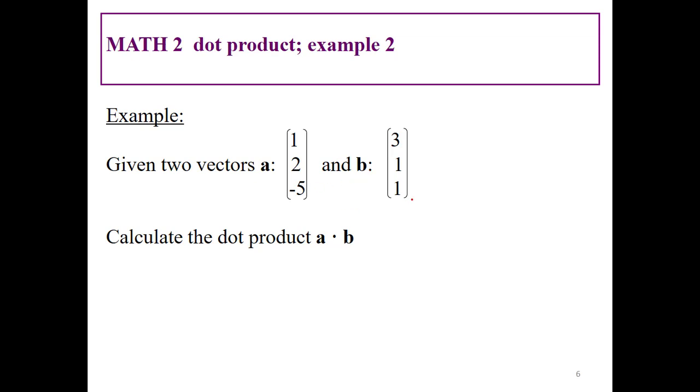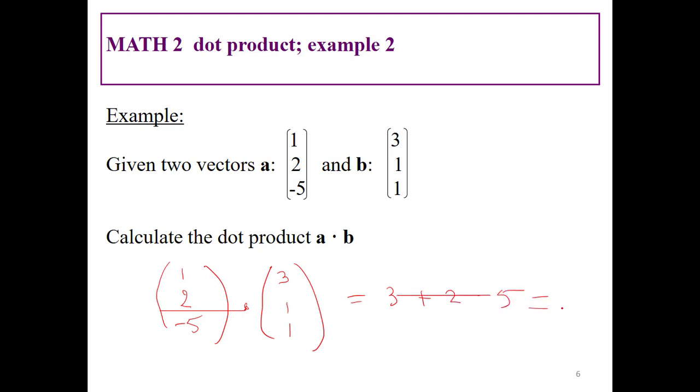Okay, these are two vectors for which it is not as easy to see whether they are perpendicular or not. So let's just give it a try with the dot product. 1, 2, minus 5, dot product with 3, 1, 1 would give us 3 plus 2 minus 5, and indeed these two vectors are also perpendicular.